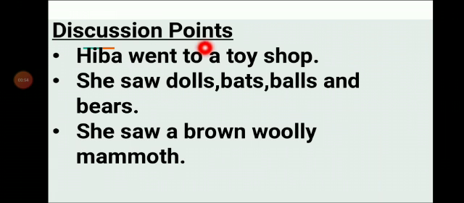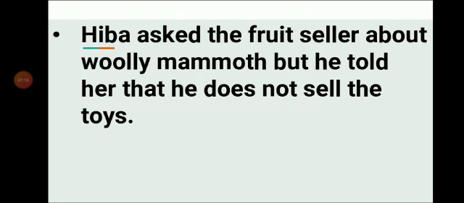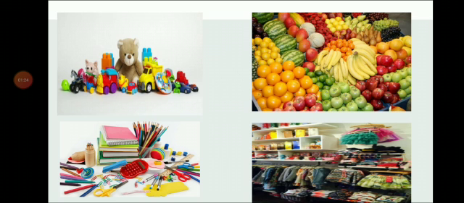Now discussion points. Hiba went to a toy shop. She saw dolls, pets, balls and pears. She saw a brown woolly mammoth. The shopkeeper sold that woolly mammoth to a little girl. Hiba went to a fruit shop. She saw oranges, red apples and yellow bananas. Hiba asked the fruit seller about the woolly mammoth, but he told her that he does not sell toys.